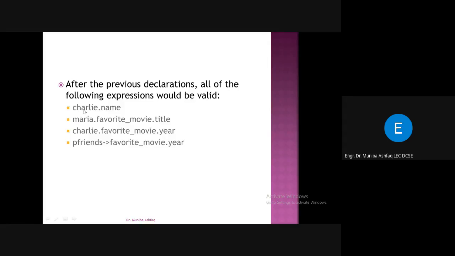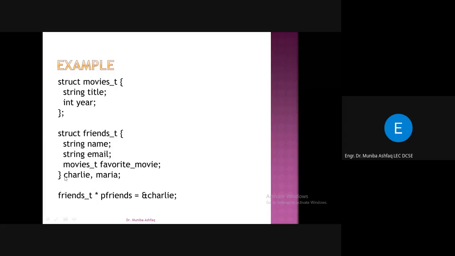So after the previous declaration, all of the following expressions would be valid. So you can write here, you can either write here, Charlie dot name, it's correct, right? Using the object, you can access its members. Charlie dot name, Charlie dot email, Charlie dot favorite movie. You can do that, it's valid.